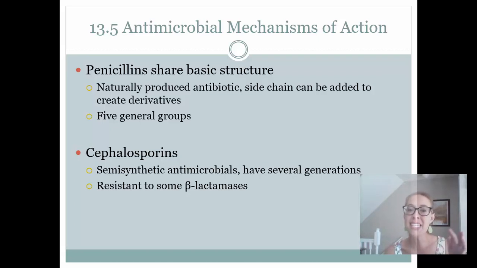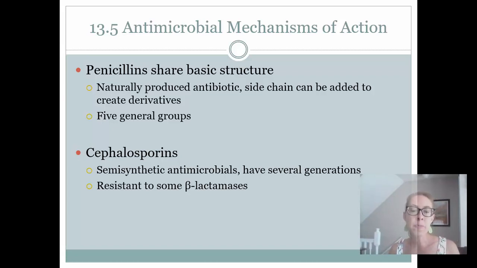Okay, so penicillins, there are a whole bunch of different types. We saw where that side chain was that we can change and alter. We have 5 different general groups based on these side chains. Cephalosporins are considered to be semi-synthetic. They are naturally produced, and then we can alter them artificially in a lab. We have multiple generations of these as well. So it's, again, this tit-for-tat evolution.